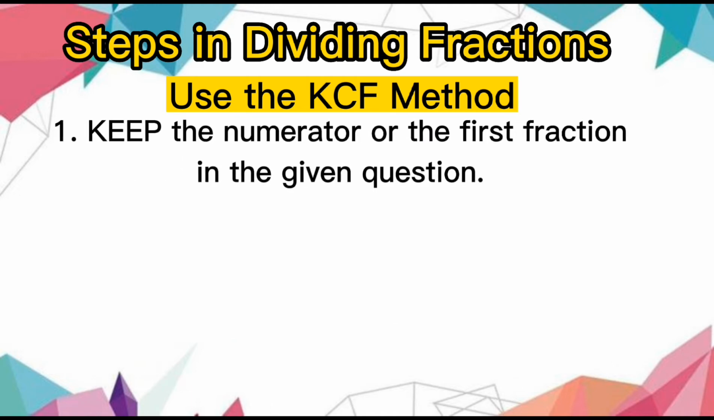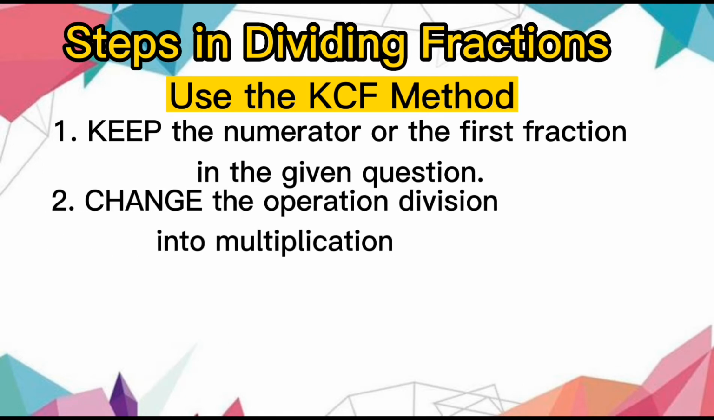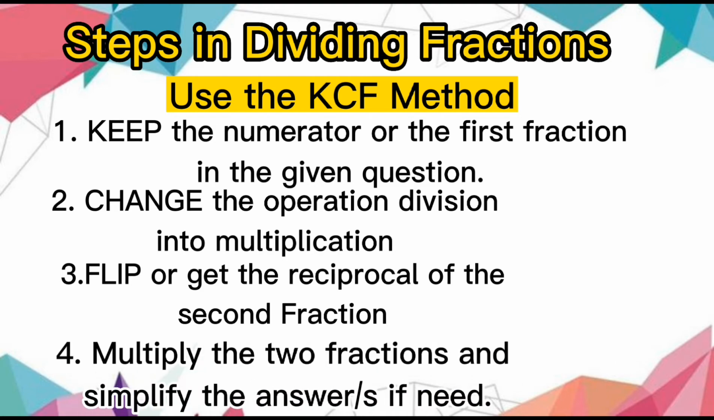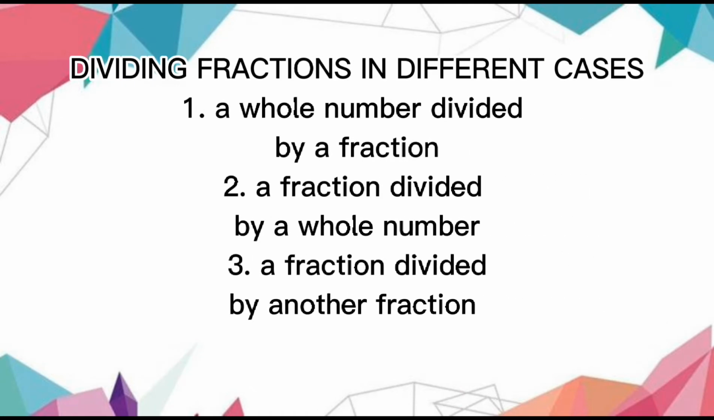Step number 1. Keep the first fraction in the given question. Step number 2. Change the operation, division, into multiplication. And then step number 3. Flip, or get the reciprocal of, the second fraction. And lastly, multiply the two fractions and simplify the answer if needed. So let's divide fractions in different cases. Case number 1, a whole number divided by a fraction. Case number 2, a fraction divided by a whole number. And the last case is a fraction divided by another fraction.